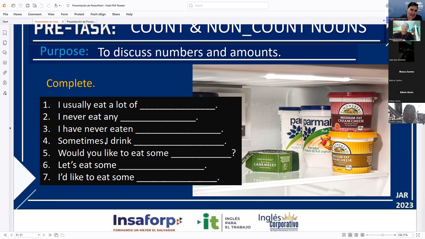Okay. I sometimes drink beer. I sometimes drink soda. I sometimes drink coffee. So here has to be a drink.